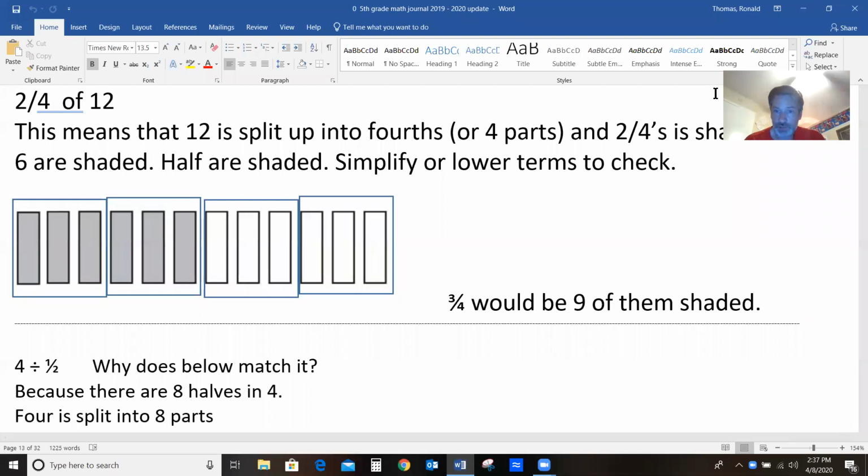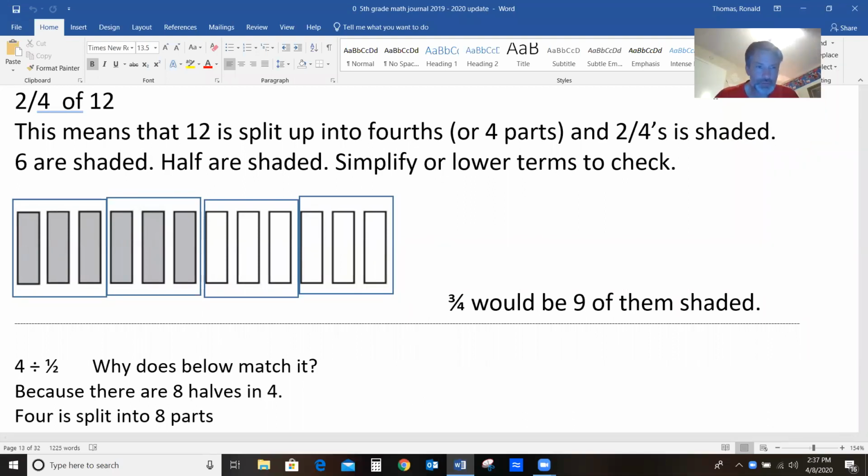Let's continue this. All right, 2/4 of 12. In other words, that really means half of 12. Why am I saying that? What is 2/4? Can you simplify it? Simplify 2/4 real quick. I'll pause. Maybe. It's a half, right? Half of 12. So draw 12 things, 12 sticks, and show me half of them shaded.